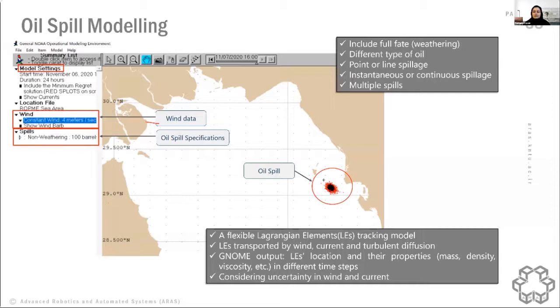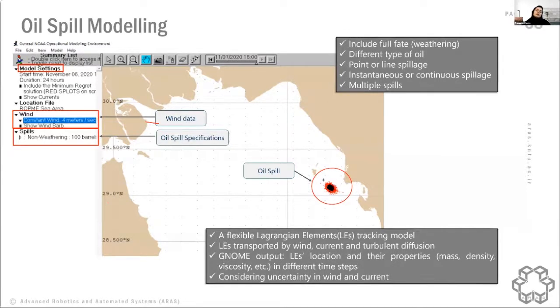The main Genome output is a series of Lagrangian elements, which you can see in this picture, that are released from a spill source and transported by wind, current, and turbulent diffusion. The direct output of this software is information on the location of these Lagrangian elements in latitude and longitude format, and their properties like mass, density, and viscosity at each time step. This output can be presented by animation, pictures, an Excel file, or a text file, whichever you need.